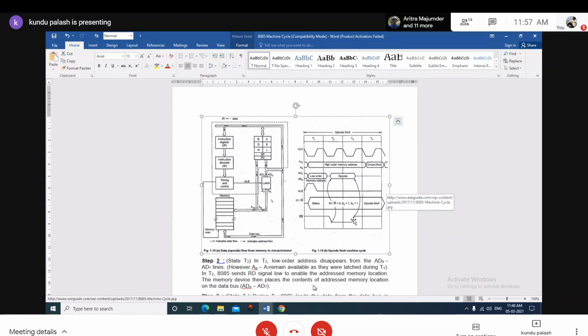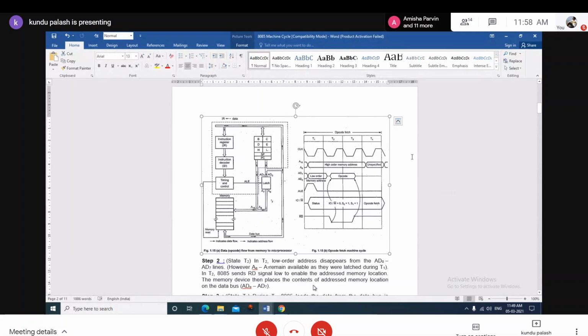So this is the whole phase of the transition diagram over the first machine cycle. And this diagram shows what will happen over each T state, and the data flow that is indicated. The figure shows the data opcode flow from the memory to the microprocessor. Memory lies external to the microprocessor, but this diagram resides inside the microprocessor's internal architecture. So this is the timing diagram. This is the data flow diagram.